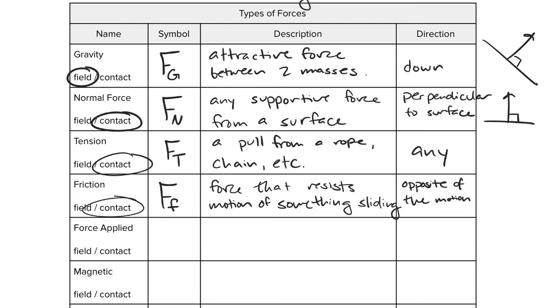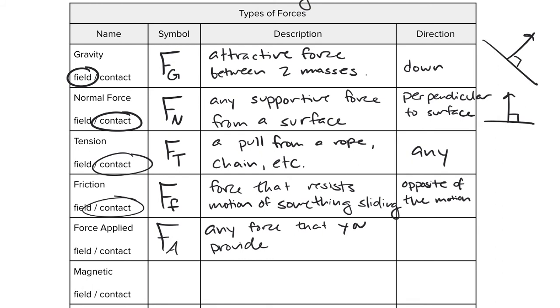Next up, we've got the force applied. Now, this is any force that you provide, which is kind of a wide umbrella of stuff. Like if you literally walk up to something and push it, that's applied. If you press the gas pedal in your car, that's a force applied. Okay, it's a very general, very broad category. It covers a lot of stuff, and it is F with a capital A.